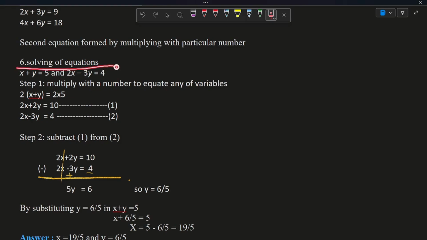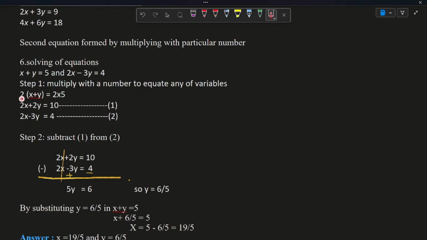Now I will explain the solving of equations. Any two linear equations can be solved in this manner. For example, x plus y equal to 5 is one linear equation, and 2x minus 3y equal to 4 is another linear equation. Step 1: we have to equate any one of the variables. For example, we have 1x here and 2x here. To equate these two x's, we can multiply the first linear equation by 2.